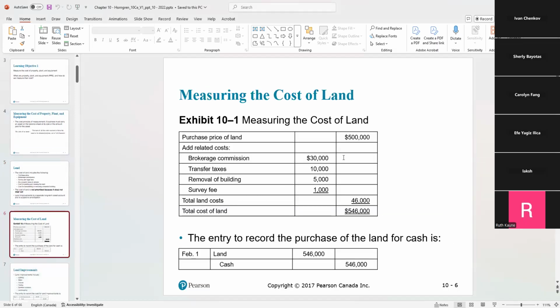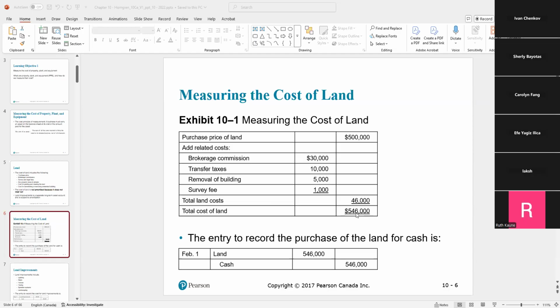Let's measure the cost of the land. Purchase price, $500,000. We're gonna add the brokerage commission. We're gonna put the transfer taxes. We're gonna put removal of building. We're gonna put the survey fee. And the total cost of all those expenses, I mean those payments, let's not call them expenses, because after that you're gonna start putting those in expenses. So the total cost of the land is $546,000.